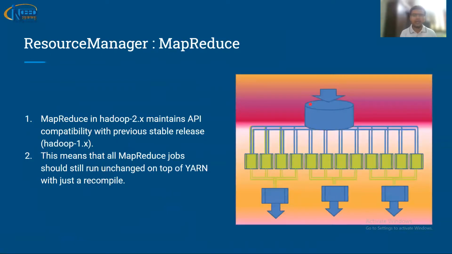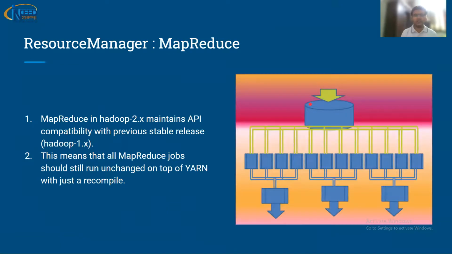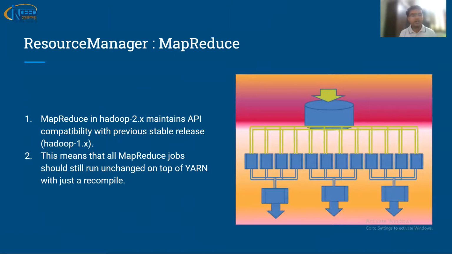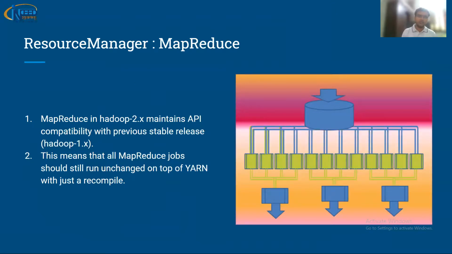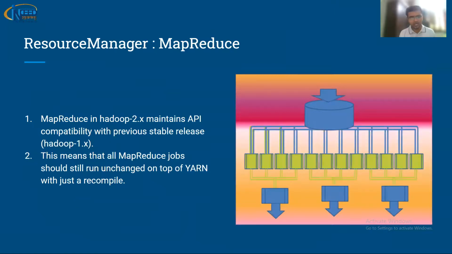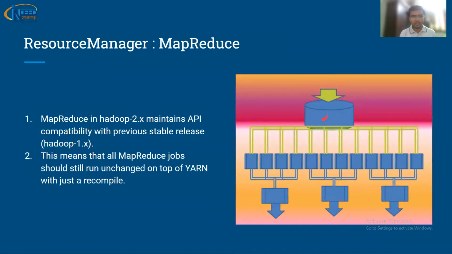Now, MapReduce. MapReduce became one application, so one type of job is MapReduce. You can run MapReduce type of jobs utilizing Yarn, with the help of the resource manager. And with the previous versions like Hadoop 1.x and 2.x, the APIs are very much compatible, so whatever jobs you write now are compatible with previous versions as well.